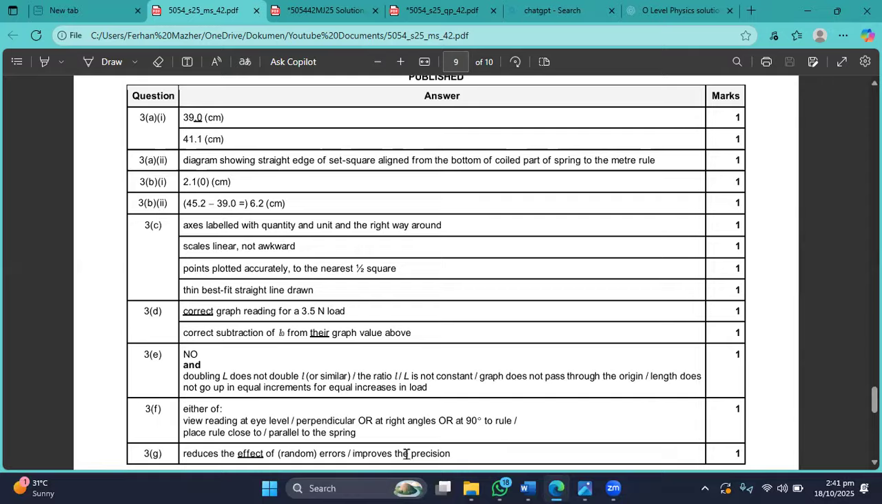They might be precise, but they might not be accurate. For example, if I have a faulty instrument, so every time I'm taking a reading, I get the same reading again and again. That reading might not be accurate, but it is precise. Okay, precise means that every time you're taking a reading, it is very close to each other. Okay, so that's precision. So when you repeat experiment, your precision increases, the effect of the random errors decreases.